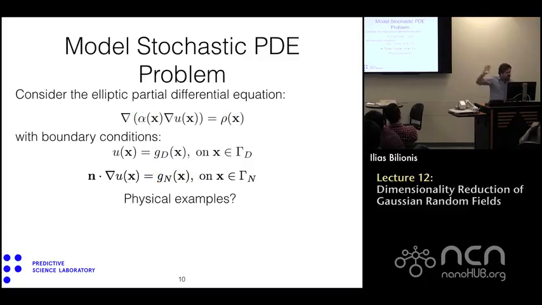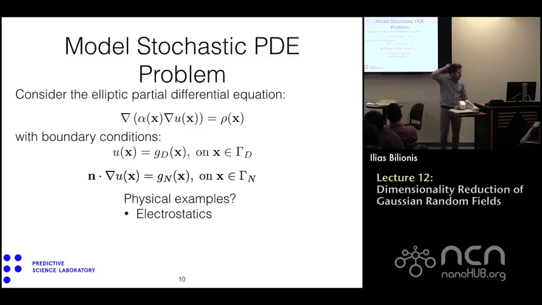So some physical examples of this kind of model, where does this model appear? It appears in electrostatics, right? Where you would call U, for example, the electric field, A, you would call it electric conductivity, rho of X is any electric charge that you may have, right? And then your boundary conditions.